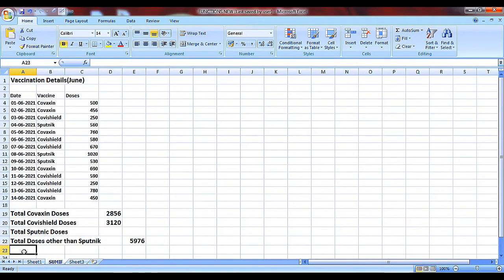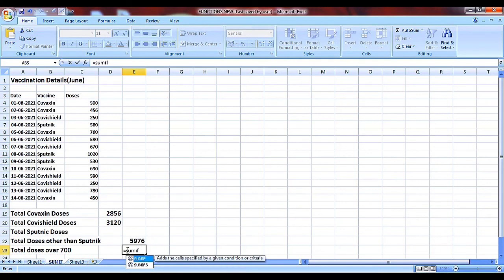Now let us find total doses over 700. For that, the SUMIF function is, here range is the range to be evaluated by criteria. Our criteria is doses should be greater than 700. So the criteria range is this range, that is the doses column. Next, the condition: whatever may be the condition, whether the condition includes text or a numerical value, the condition should always be written inside double quotes, 700.